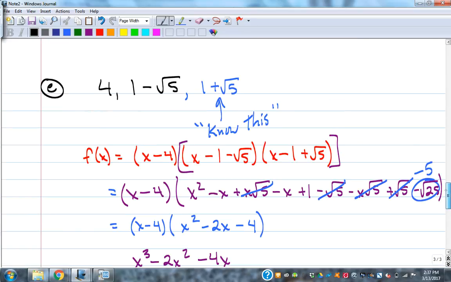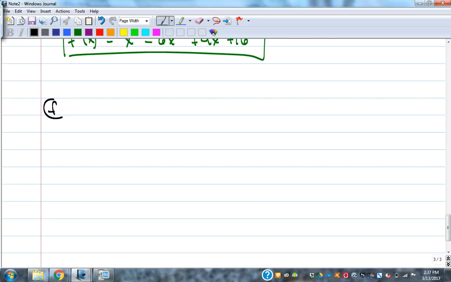What letter are we on here? F. Let's do this one. Let's say we had 4, 3, and 3 minus i. What did they not tell us about? 3 plus i. Okay, so that's our bonus one that they don't tell us about. What are our factors?